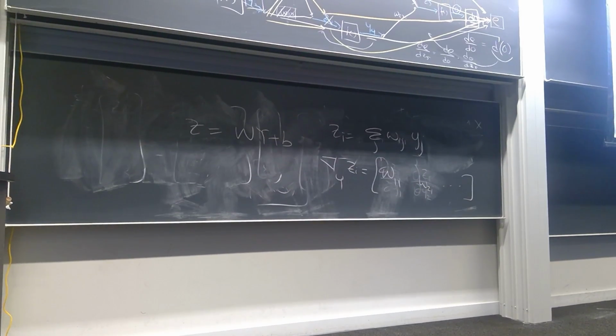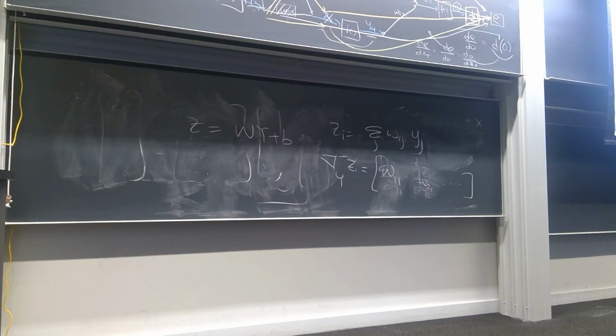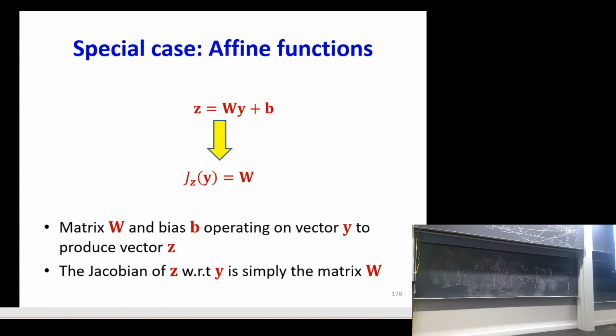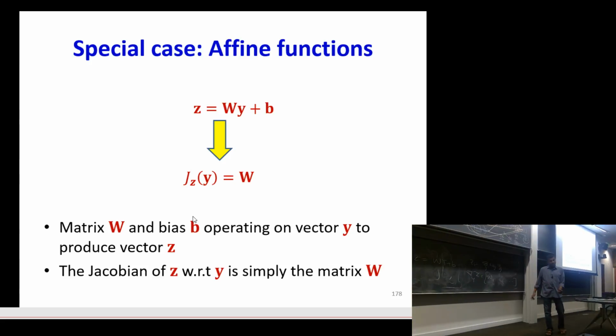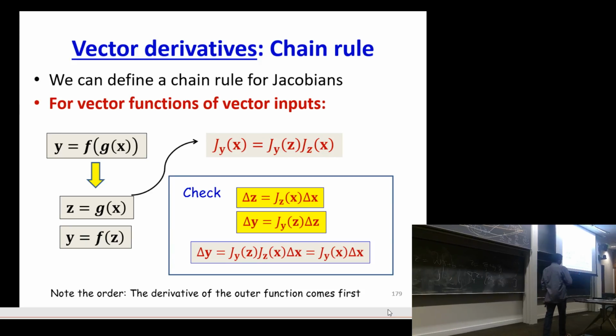What would the derivative of z with respect to b be? It's an identity matrix, right? So again, I can think of it almost as I think of scalars. So this is very easy. Now let's look at nesting. If I say y equals some vector function of another vector function g of a vector x, what is the derivative of y with respect to x?